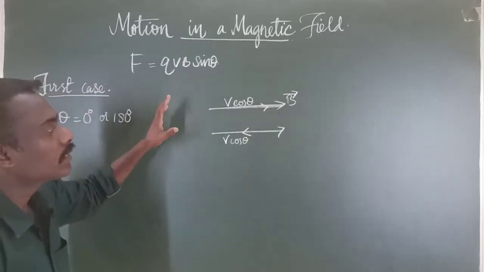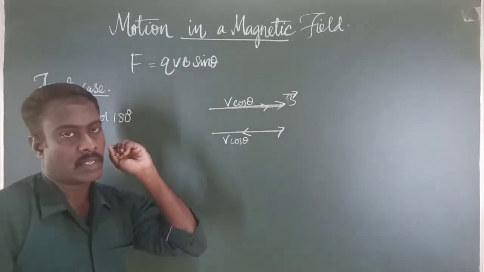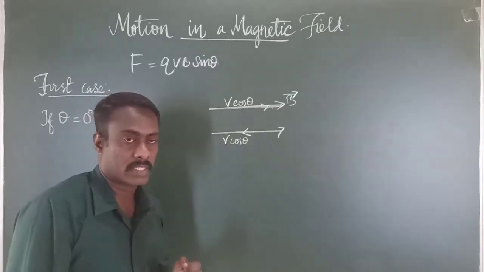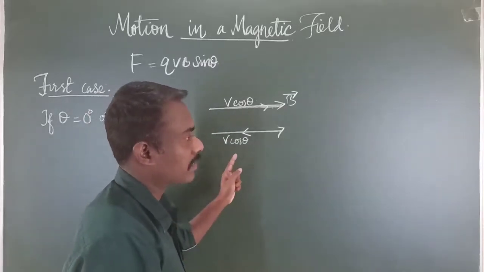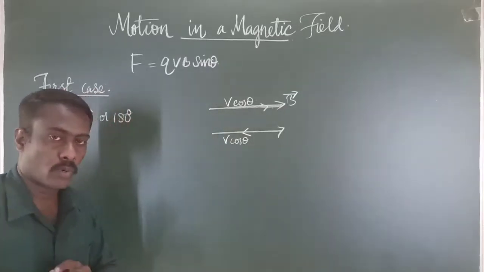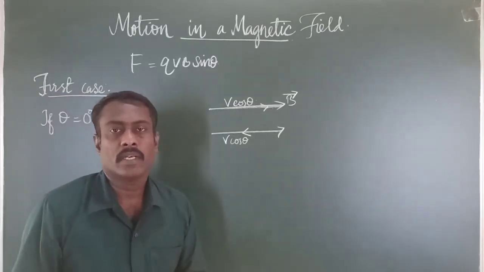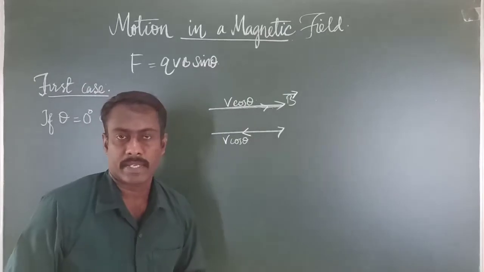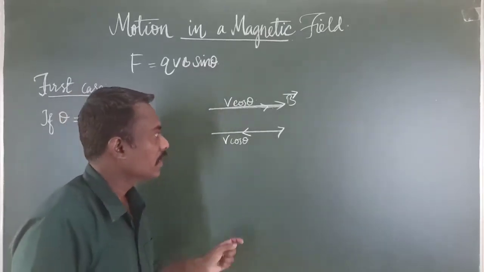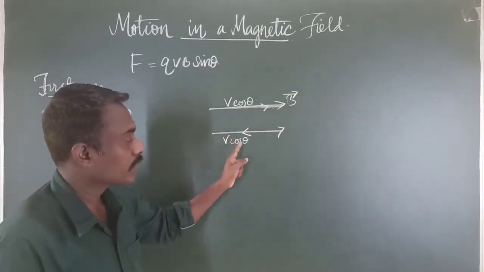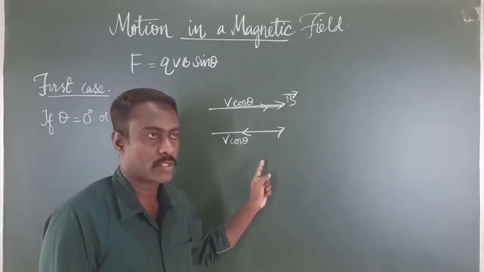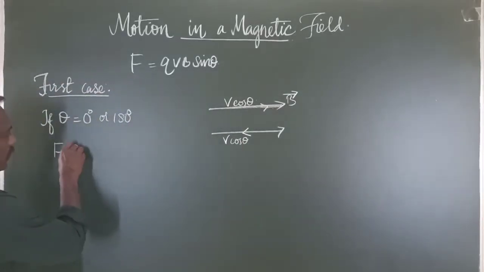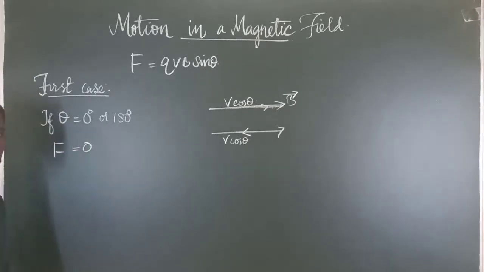In both cases, the force exerted on the charge by the magnetic field is 0. That means no force is exerted on the charge entering the external magnetic field, so the path of this moving particle will be a straight line. So here, in both cases, F is equal to 0.